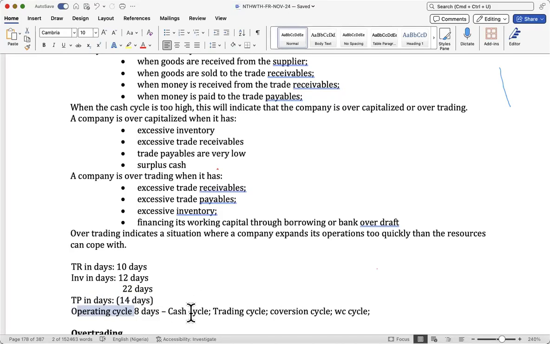Sometimes the examiner will call it cash cycle. Sometimes they call it trading cycle. Sometimes they call it conversion cycle. And sometimes they call it working capital cycle. Note all of those names. They can ask you to compute it for 8 marks, for 7 marks, or for 9 marks. They have done that in the past before.